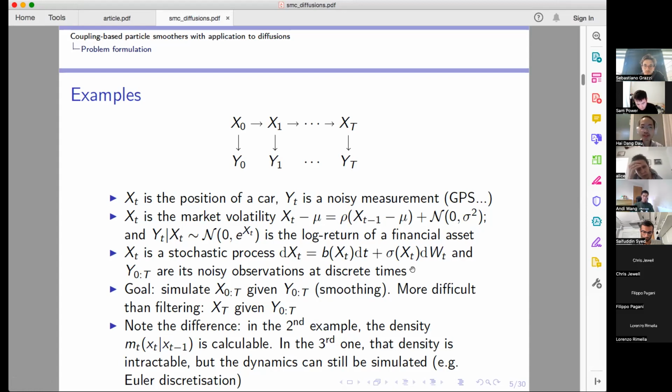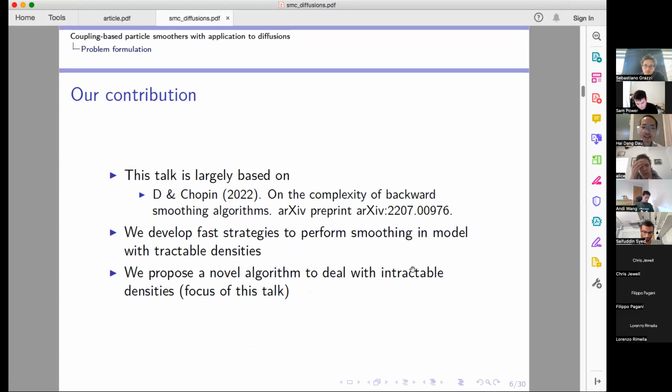Right. So this talk is largely based on our recent preprint with Nicolas Chopin. There are two parts in this. We develop fast strategies to perform smoothing in models with tractable densities first, and then we propose a novel algorithm to deal with intractable densities. So I will focus more on the second part, but I will have to review the first part so as to make the notations coherent and to give a complete introduction to the topic.